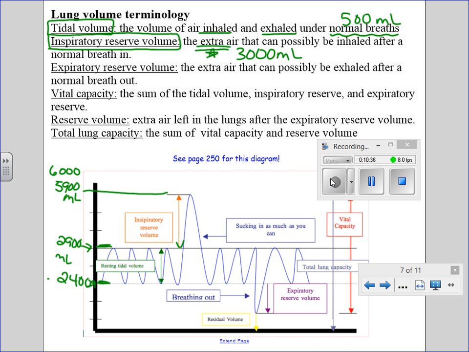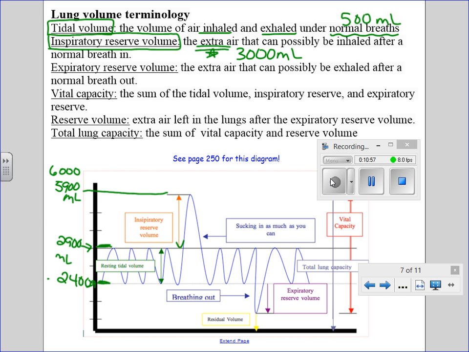Now, the inspiratory reserve volume can have a lot of variation in it. And so if your inspiratory reserve volume is not 3,000 milliliters, don't be alarmed. You are not dying. This is just the number that's in the diagram we're looking at, but it could be much smaller than that. It could also be larger than that.